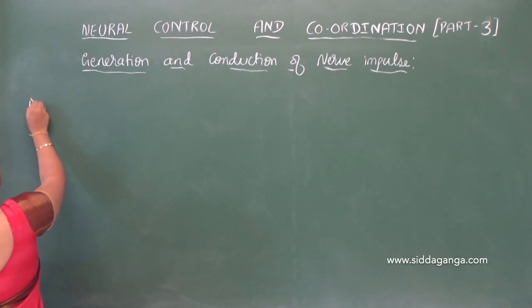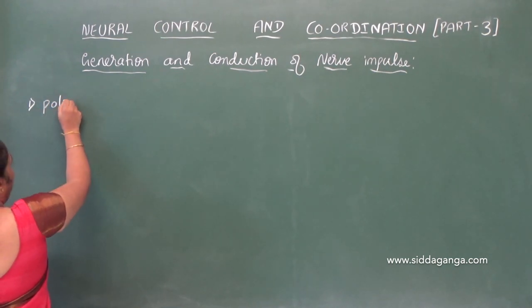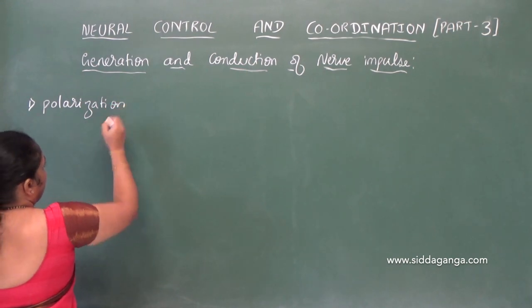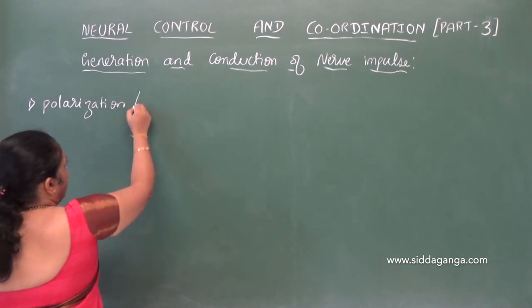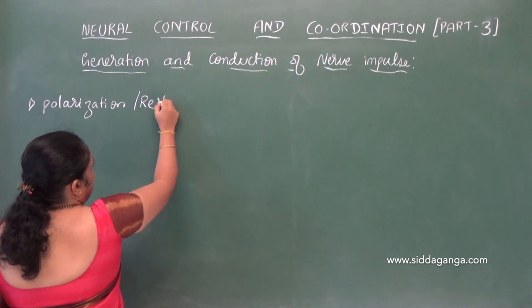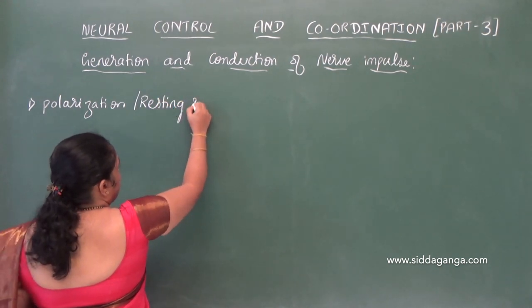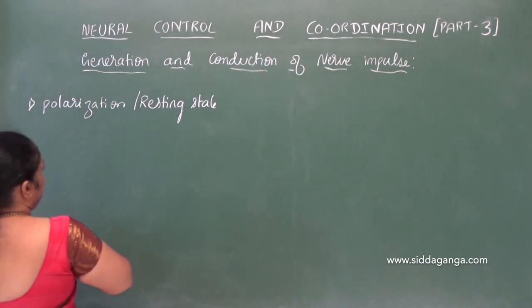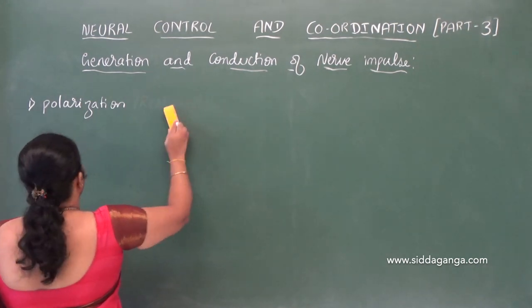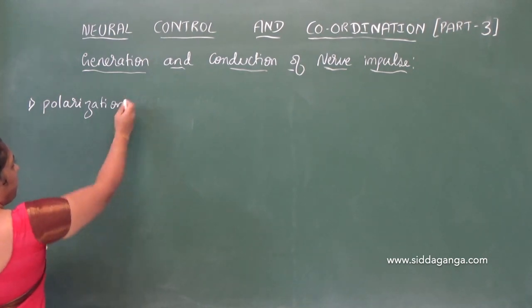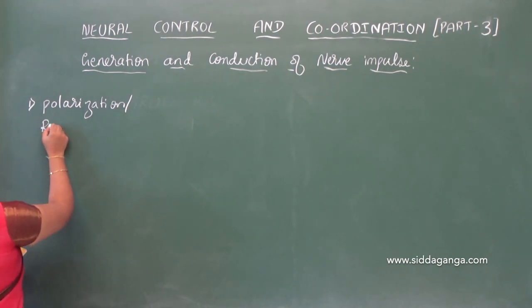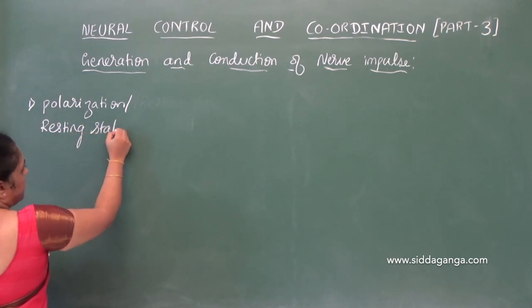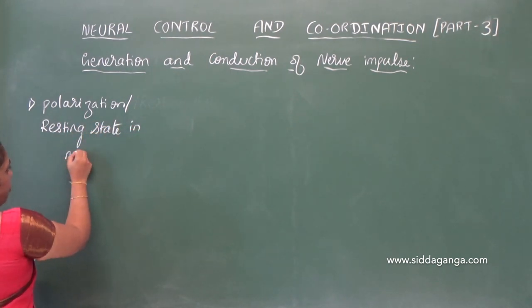One is polarization, or resting state polarization, or resting state in neuron.